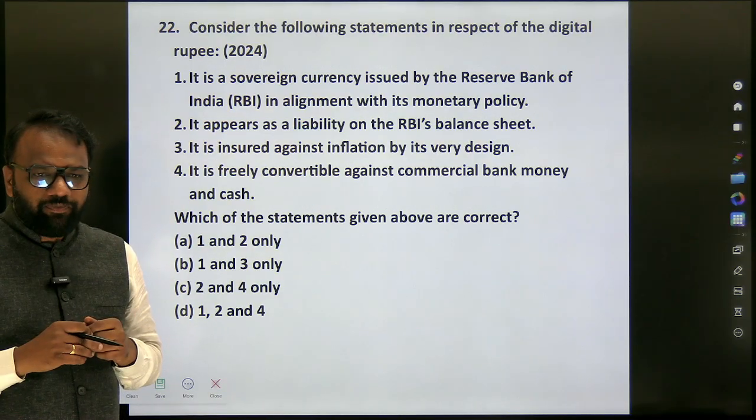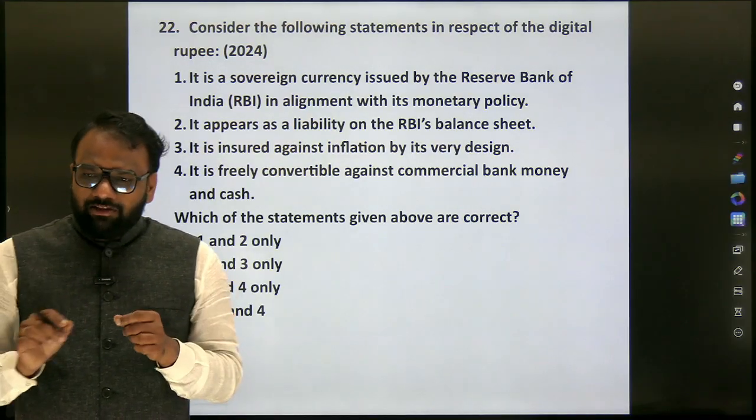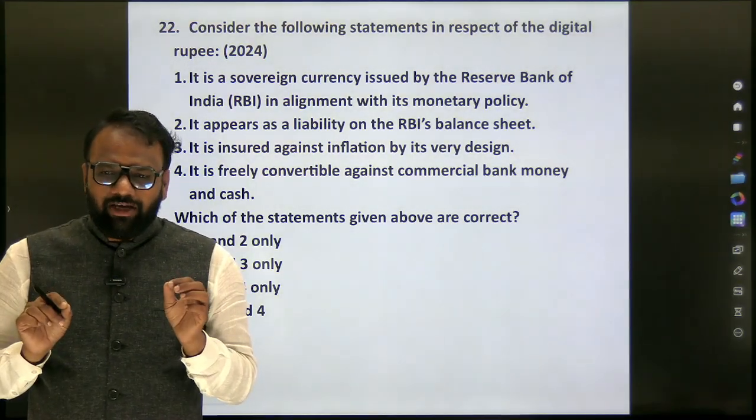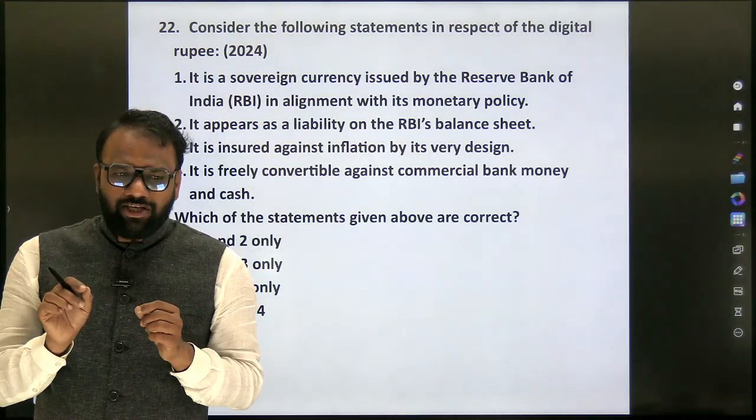So digital rupee, at least if you have a basic idea, what is digital rupee? The physical currency which we keep in our pocket, rather than keeping it in a physical mode, we are going to keep it in electronic mode. Okay, that is called digital currency.